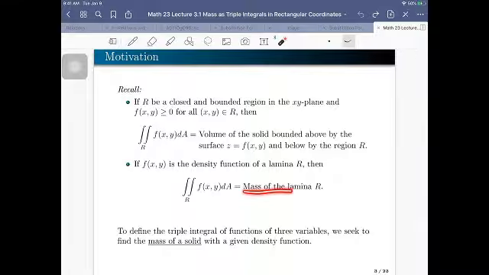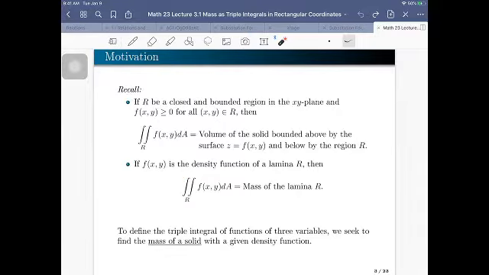So when you want the mass of a two-dimensional object, now if you want to extend this to find the mass of a three-dimensional object, such as any solid, then we are transcending dimensions. Now, instead of looking at a two-dimensional object, we now look at a three-dimensional object, and therefore, we have to add another integral sign if we want to find the mass of a solid.